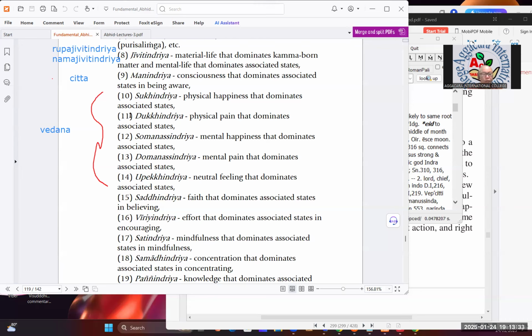So if you combine, then you have 14 already. It's very easy. Sukha plus Indriya. So Sukhindriya, Dukkhindriya, Somanassindriya, Domanassindriya, Upekkhindriya. So I have to learn Pali also. Okay. Then this one belongs to the other group. All right, so we have to move to the next group.